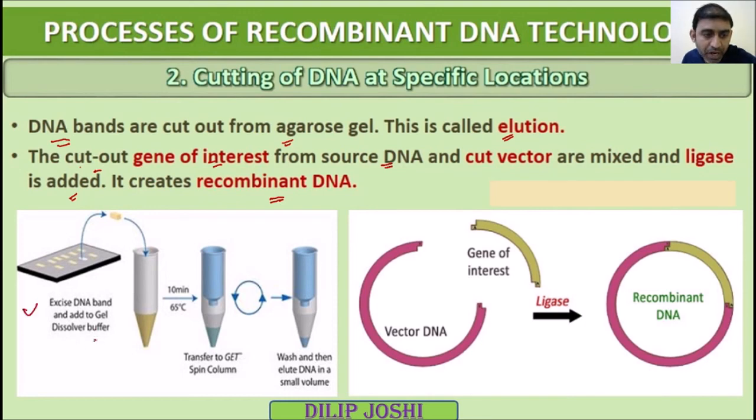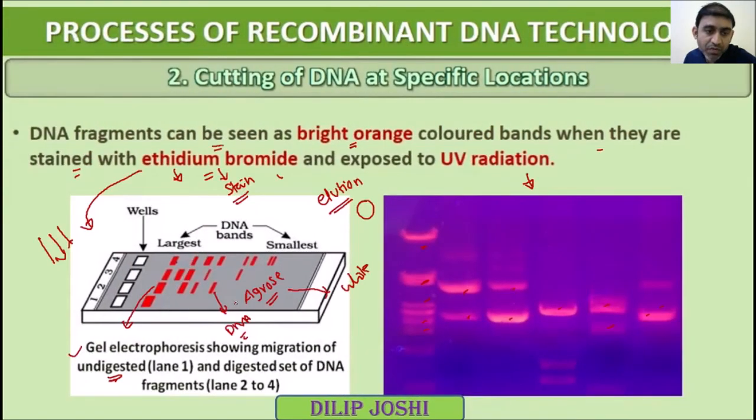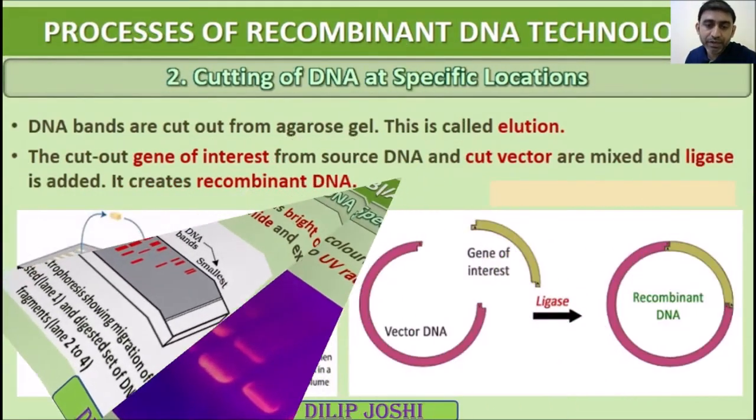So excise the DNA band and add it to the gel dissolving buffer for 10 minutes at a temperature of 65 degrees, then transfer to a gel spin column, wash, and elute the DNA in a small volume. Then these pieces are used for rDNA technology, because these are the desirable DNA. This is going to be added into the vector.